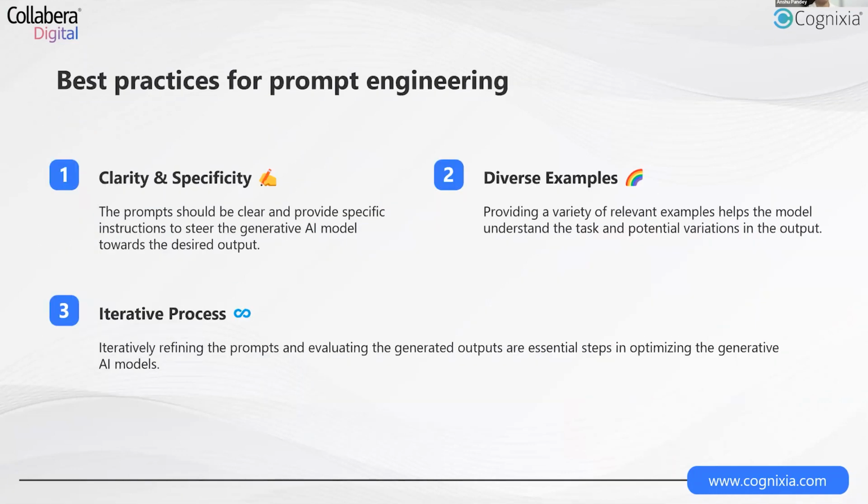Furthermore, some of the best practices for prompt engineering include be clear, be specific. Your prompt should provide very specific instructions to the generative engine in terms of what to do. Be diverse in examples, provide multiple examples with different scenarios and contexts, and use an iterative process to evaluate, fine tune, and improve your end prompt.